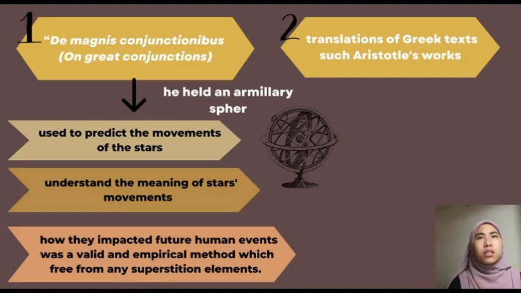What is the importance of this book? It had very valid and empirical methods which are free from any superstitious elements. And Abu Manshar also translated Aristotle's works into Arabic, which were later translated into other languages. This is the starting point of the distribution of Aristotle's work.